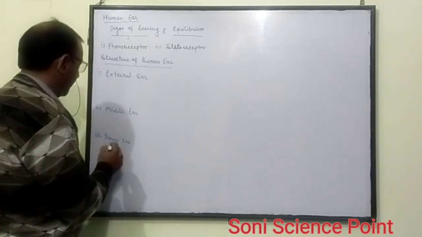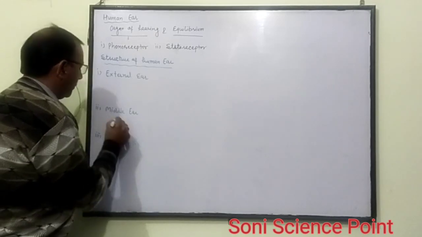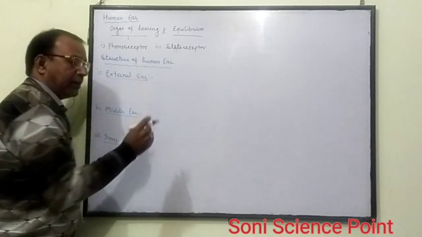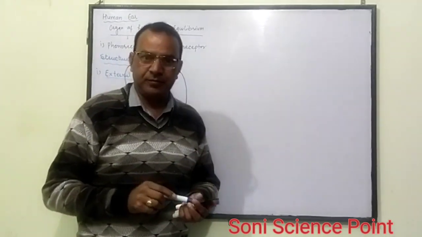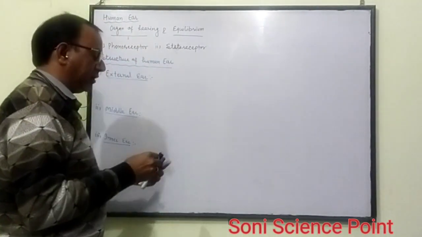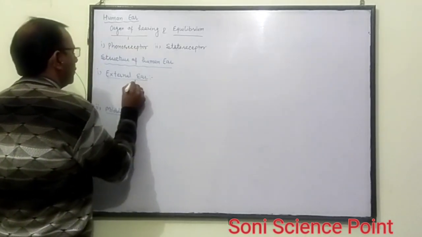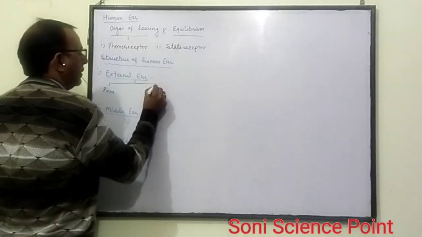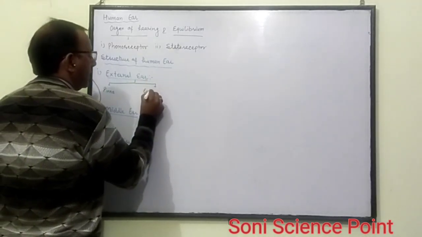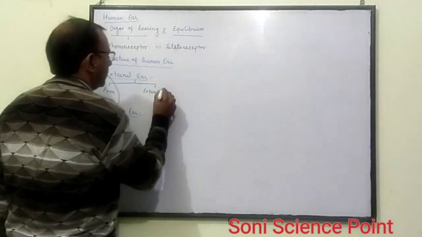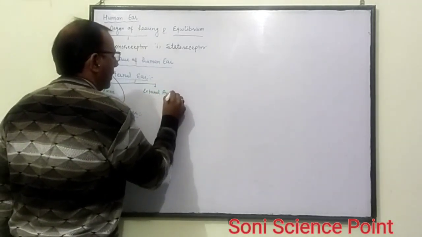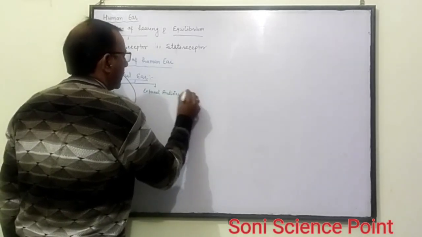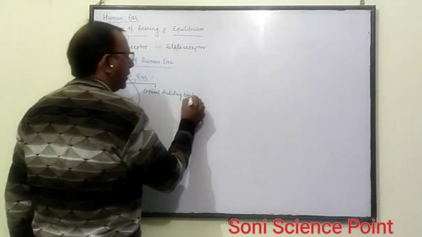As you draw the structure of the ear, we can categorize three zones of the ear. First one is the external ear, the part of the ear which can be seen externally. The external ear consists of two parts: the pinna and the external auditory canal, which can also be called the external auditory meatus.